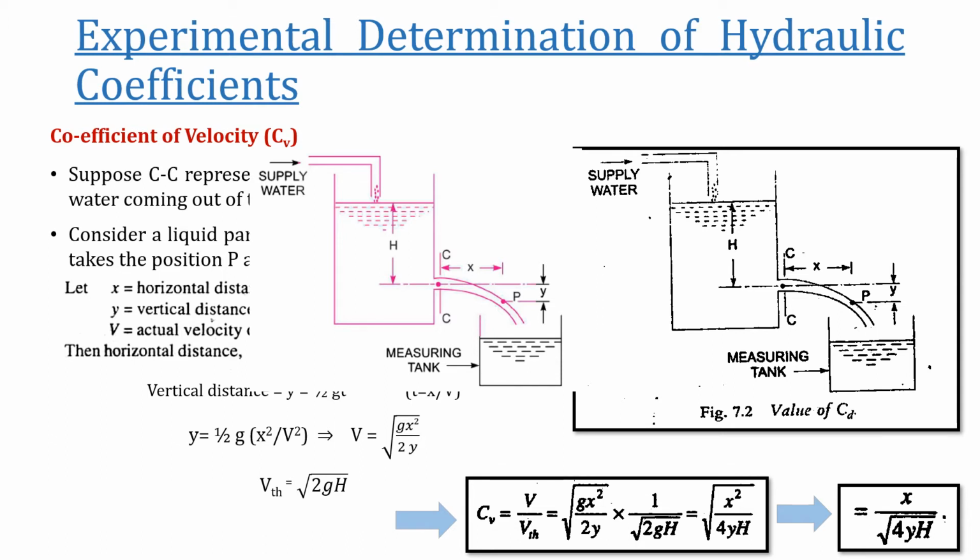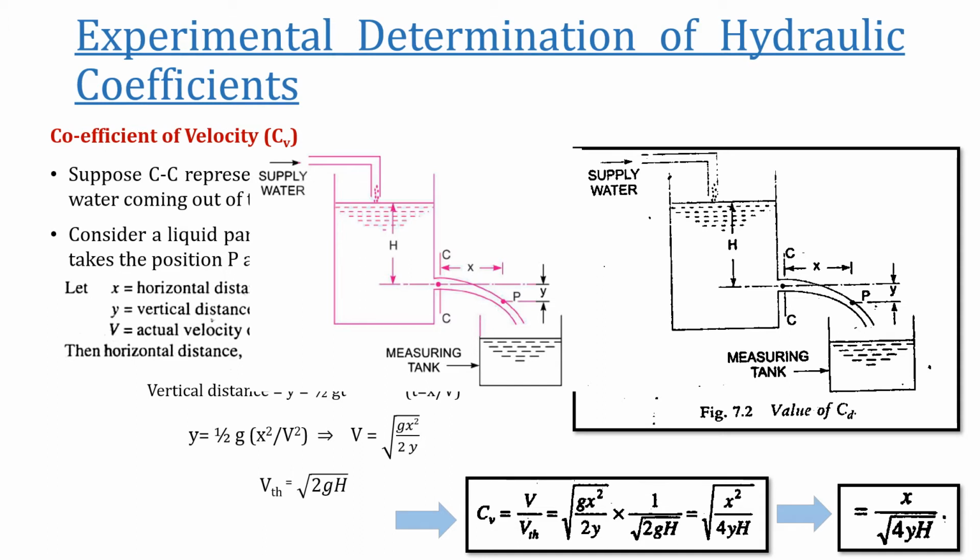And as we know, velocity is distance over time, so rearranging, we get the horizontal distance as x equal to v into t, and the vertical distance is given as half g t square. So replacing the value of t, which is x over v, and then rearranging, simplifying for velocity, then taking square root, we get the actual velocity equal to under root g x square over 2y. And as we know, theoretical velocity through an orifice is given by under root 2gh.